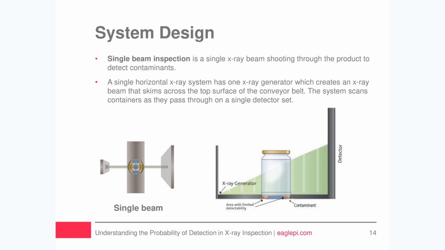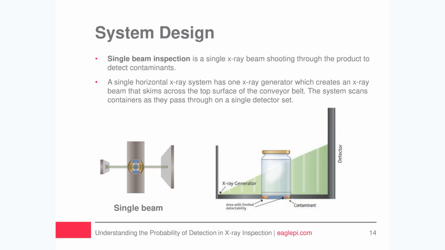The third variable that affects POD is the X-ray system design. Best practice is use of an inspection machine with sophisticated software that can effectively detect contaminants and increase POD in all variations of packaging for cartons, pouches, and rigid containers. The technology leveraged for inspecting these main packaging types are vertical and horizontal single beam detection systems. Single beam inspection is one X-ray beam shooting through the product to detect contaminants.